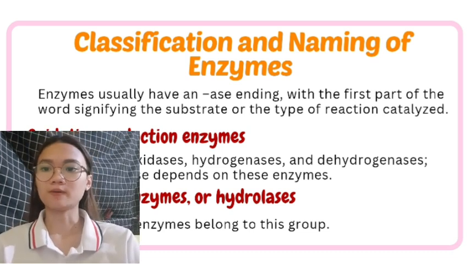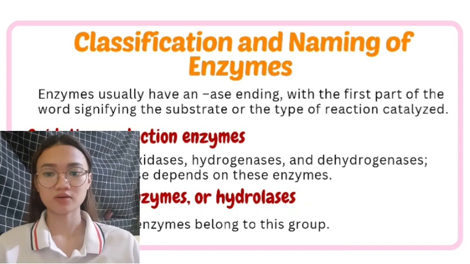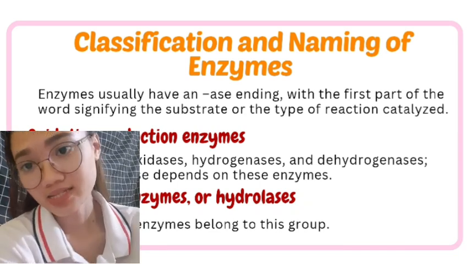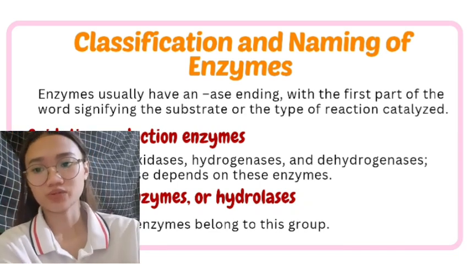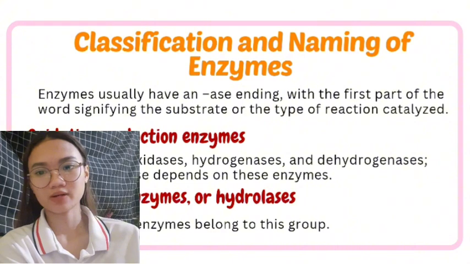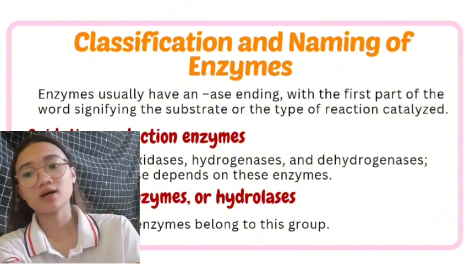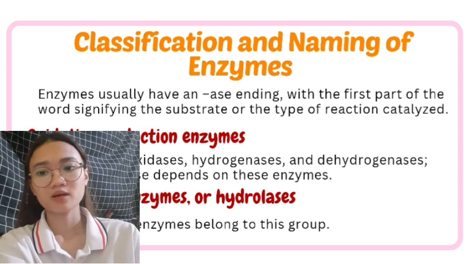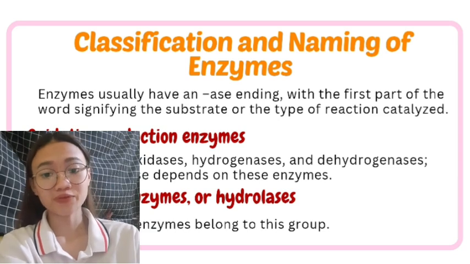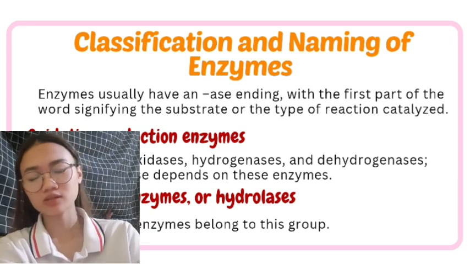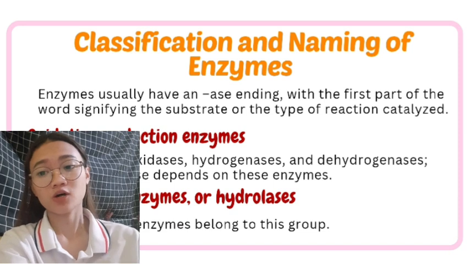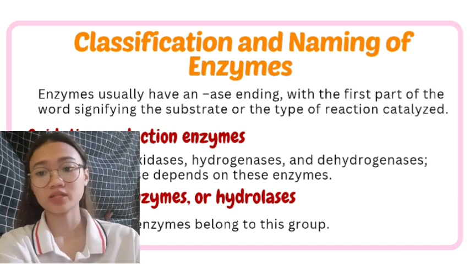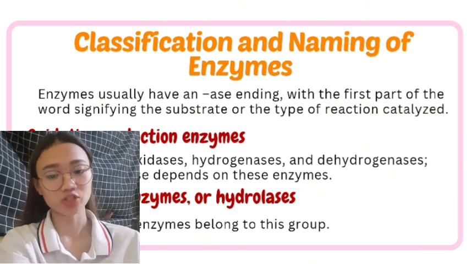So, oxidase, an enzyme that catalyzes the oxidation of a substrate, or siya yung nagpa-facilitate ng mga loss of electrons. Si dehydrogenase naman, this enzyme removes the hydrogen, so siya yung nagtatanggal ng hydrogen atoms doon sa molecules. It's typically part of an oxidation reaction.